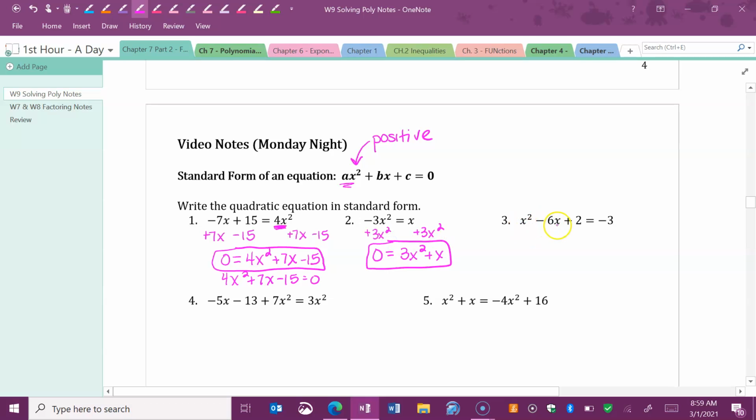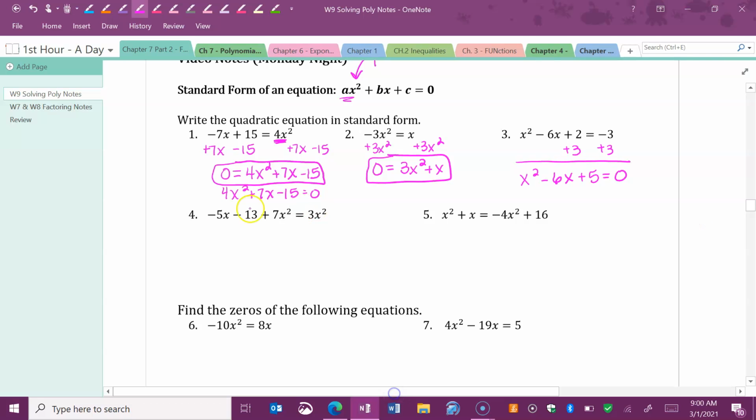Here I have x squared minus 6x plus 2 equal to negative 3. My x squared, I have nothing to combine that with, so I'm going to leave it there because it's already positive. All I'm going to do is add this 3 over. Now notice this 3 can combine with that 2 because they are both constants. So I get x squared minus 6x plus 5 equal to 0.